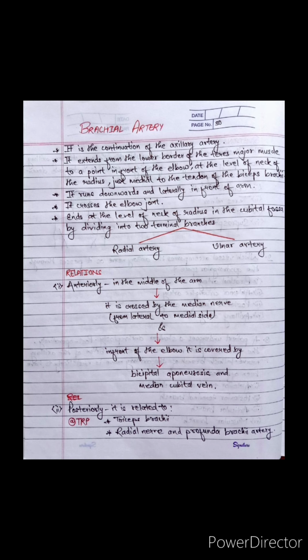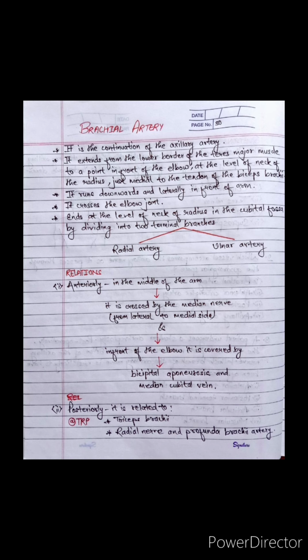It runs downwards and laterally in front of arm. It crosses the elbow joint and ends at the level of neck of the radius in the cubital fossa by dividing into two terminal branches, that is radial artery and ulnar artery.